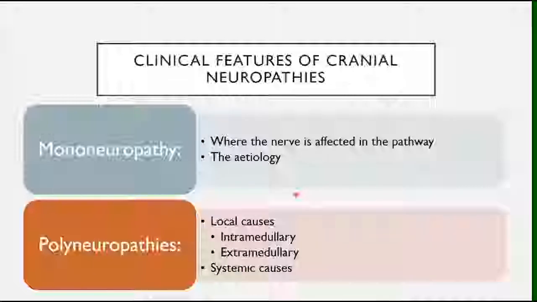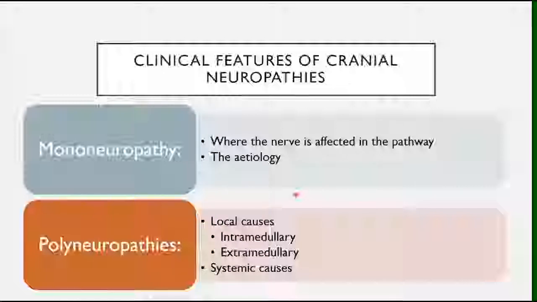And then with polyneuropathies, we know that there is something which is affecting many nerves. Mostly it is due to local causes, which can be intramedullary and extramedullary. But even so, the manifestations of those neuropathies will be different. Can anyone give me a reason and an example of why, if it's intramedullary, the manifestation is going to be different versus extramedullary? Joe.